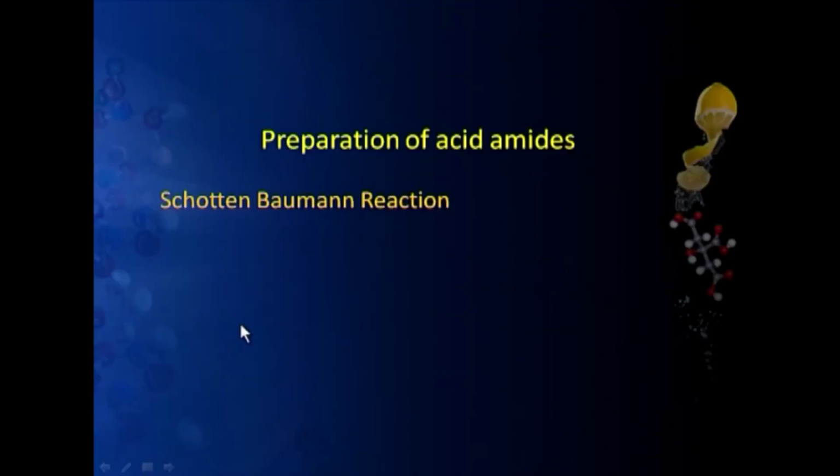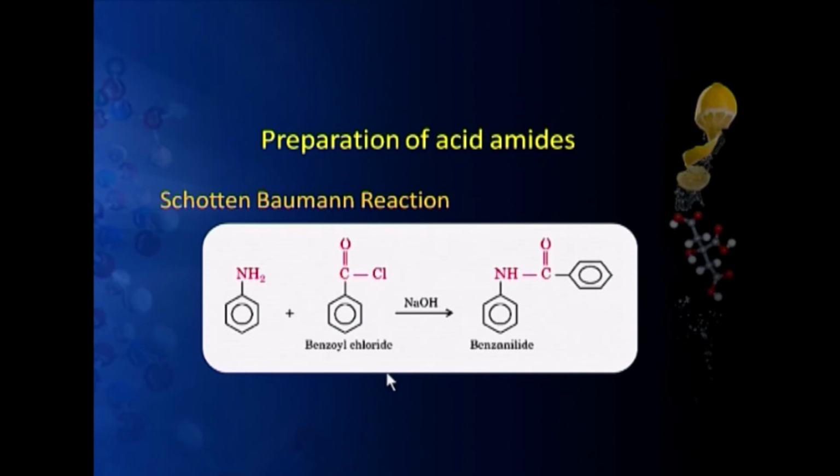Then there is another related reaction called the Schotten-Baumann reaction. When both the reactants are aromatic, that is, we take an amine that is aromatic such as aniline, and the acid chloride is also an aromatic acid chloride, say benzoyl chloride, then the reaction is carried out in presence of aqueous base like sodium hydroxide and this benzamide is obtained. This reaction becomes very fast because of the presence of a strong base like sodium hydroxide.